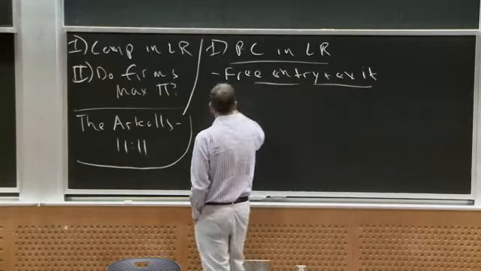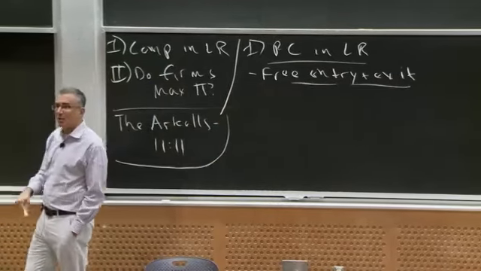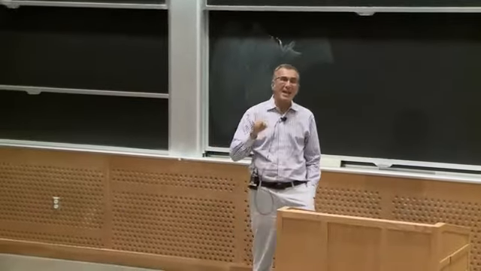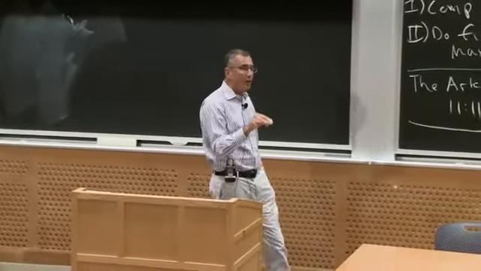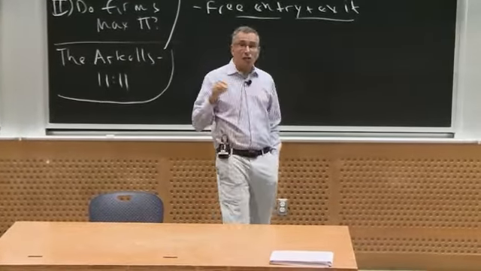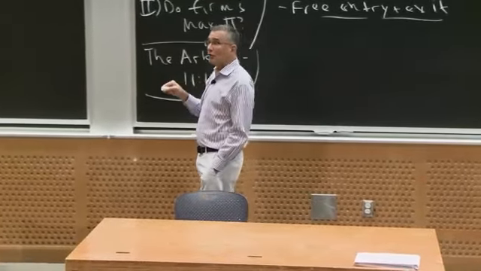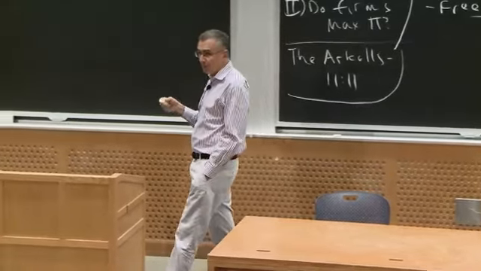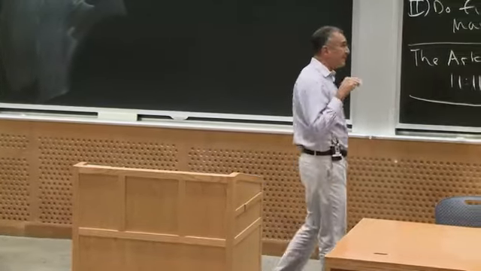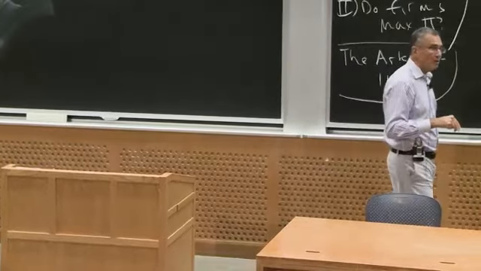That is, in addition to the assumptions we made last time of full information and identical goods, we're going to add one more assumption, which is free entry and exit. The firms in the long run are free to come and go. That assumption, which seems pretty harmless, okay, firms seem pretty free to come and go as they like, will actually lead to an important conclusion.